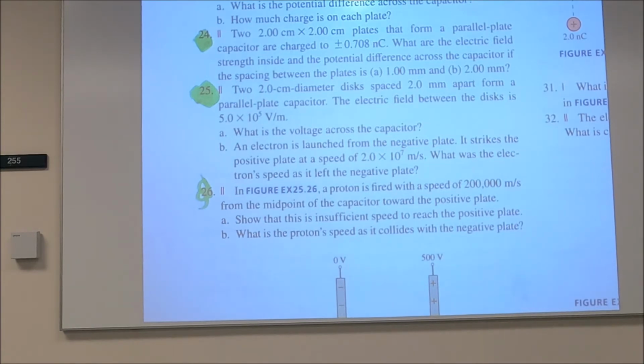All right, if we look at problem 24, it says 2 centimeter by 2 centimeter plates form a parallel plate capacitor, and they're charged at plus 708 nanocoulombs and minus 708 nanocoulombs. It says, what is the electric field strength inside and the potential difference across the capacitor if the spacing between the plates is 1 millimeter and 2 millimeters? Okay, I'm going to erase the board. You guys look at that problem. Think about it for a second.